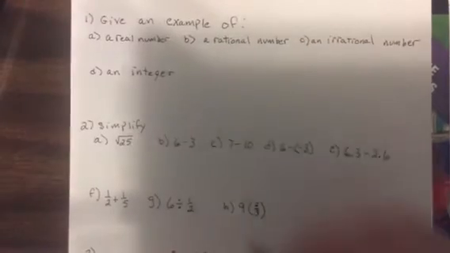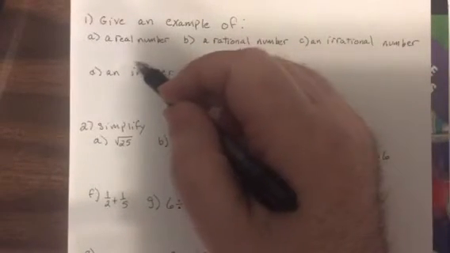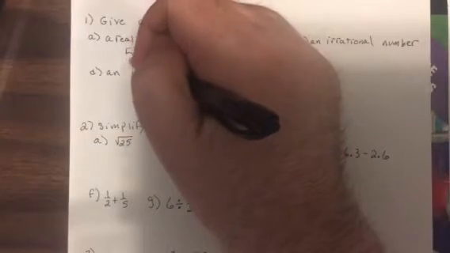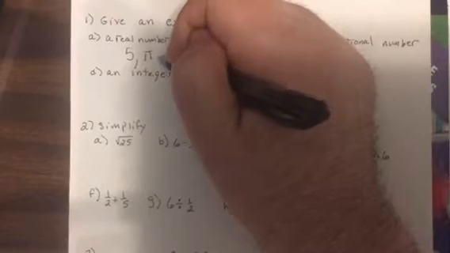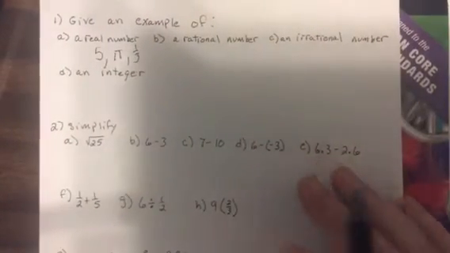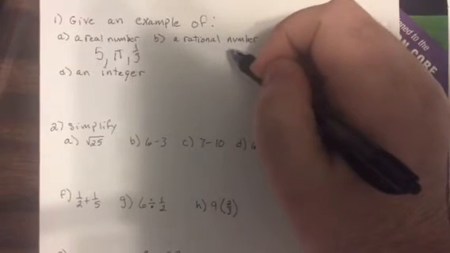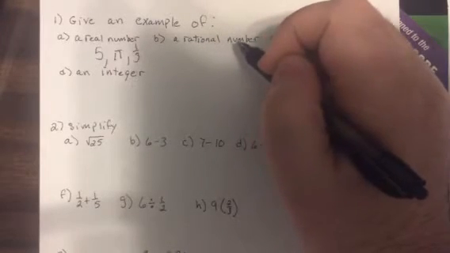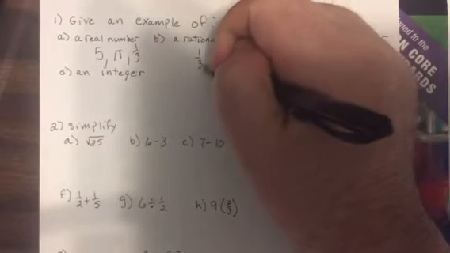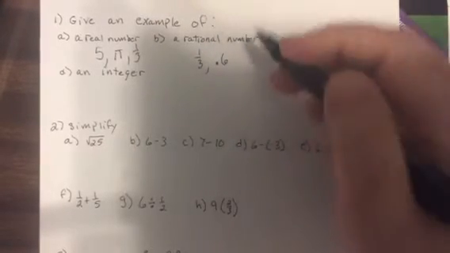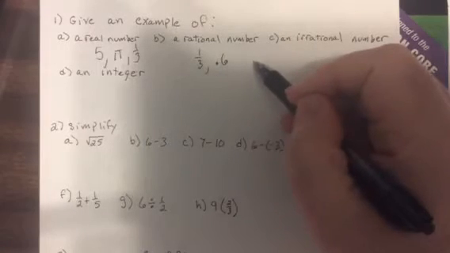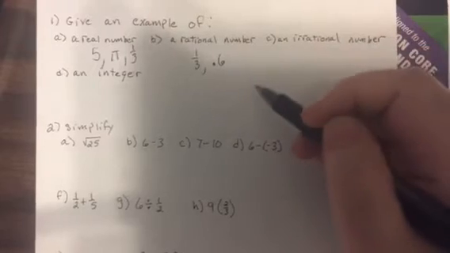Okay, thanks for doing it. Give an example of a real number. A real number is any number you've ever seen. So you could put 5, you could put pi, you could put 1/3. Any number is a real number as long as it's a number. Then a rational number is any number that's been written as a fraction or could be written as a fraction. So 1/3, 0.6. If the decimal stops or if it repeats the same number, then it is rational.